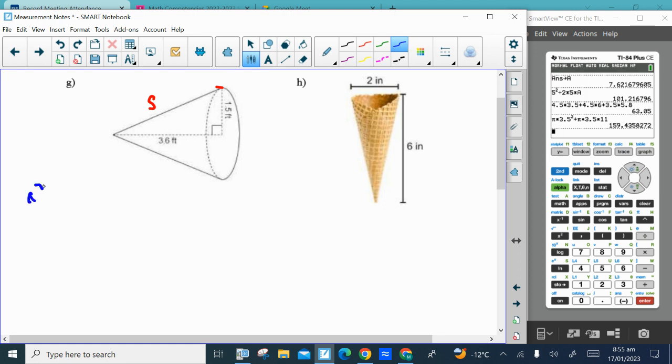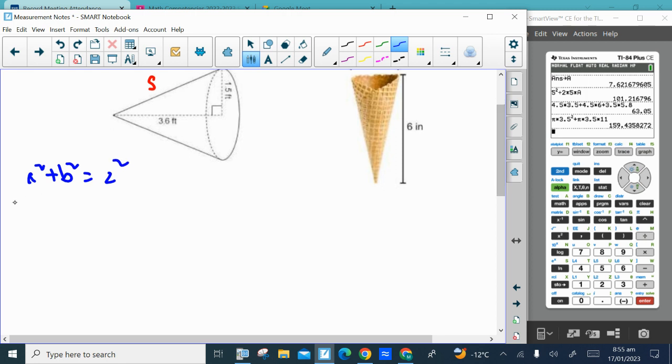Pythagorean theorem says that a squared plus b squared equals c squared, where a and b are the 2 legs of the right triangle. In this case, 1.5 feet, that needs to be squared, plus 3.6 feet, that needs to be squared, and that will equal c squared, which I'll now put an s in there for c, because that's what that hypotenuse represents in this cone. It represents the slant height.